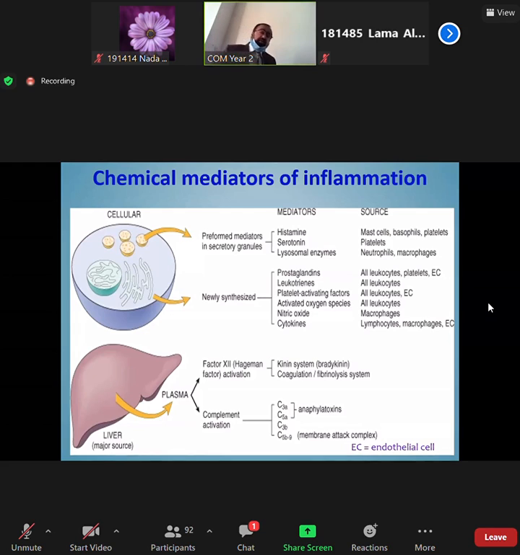Then there is the other group, which is plasma derived and usually formed in the liver. They include factor 12, which is Hageman factor. It forms the kinin system, bradykinin, as well as the coagulation system and fibrinolysis system. The other one is complement. The important complements are C3a, C3b, C5a, C5b, and then we have the membrane attack complex, which is C6 to C9. Okay.